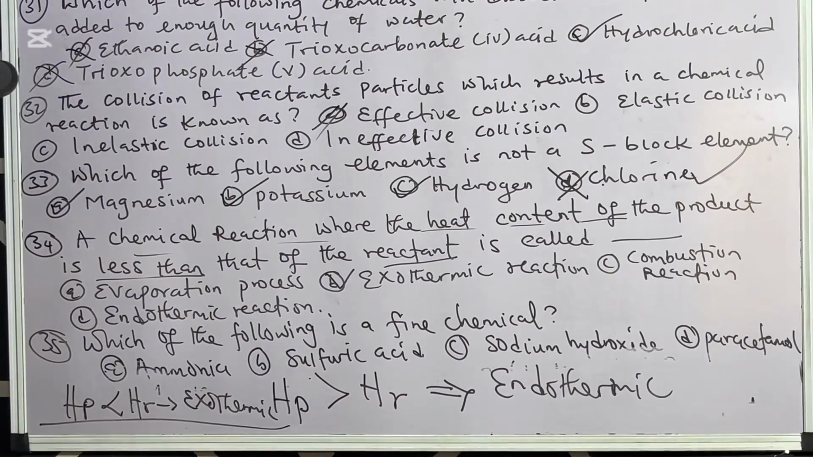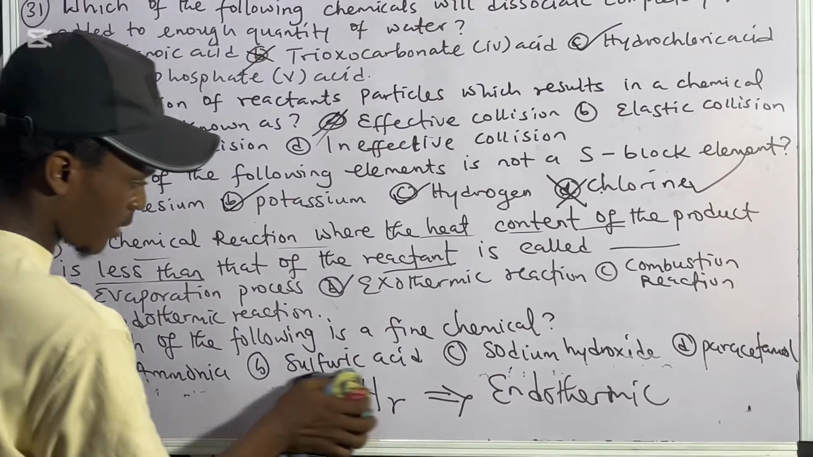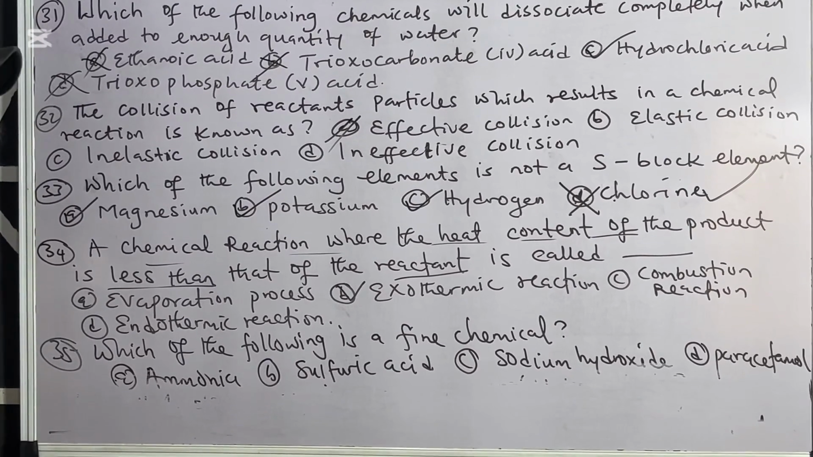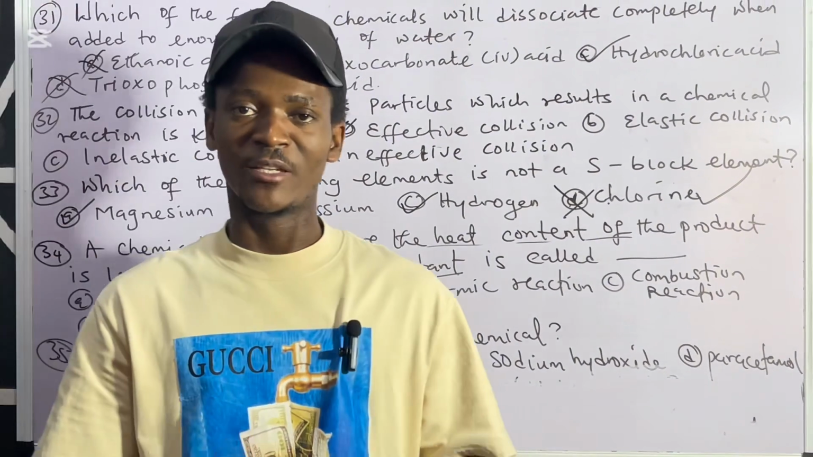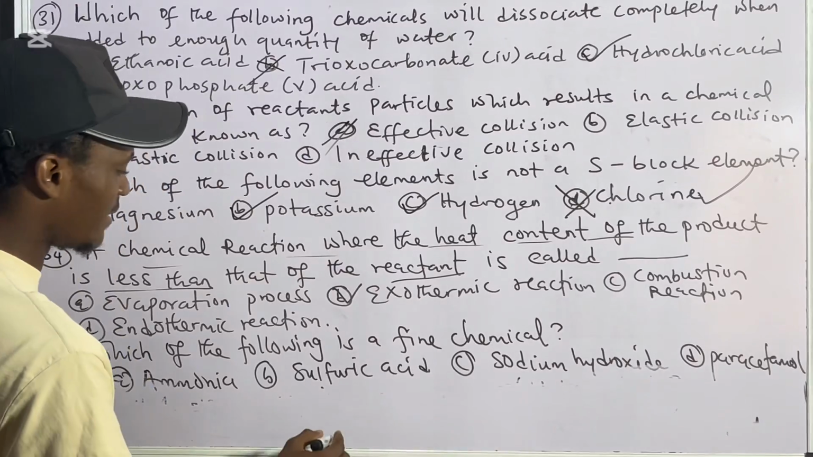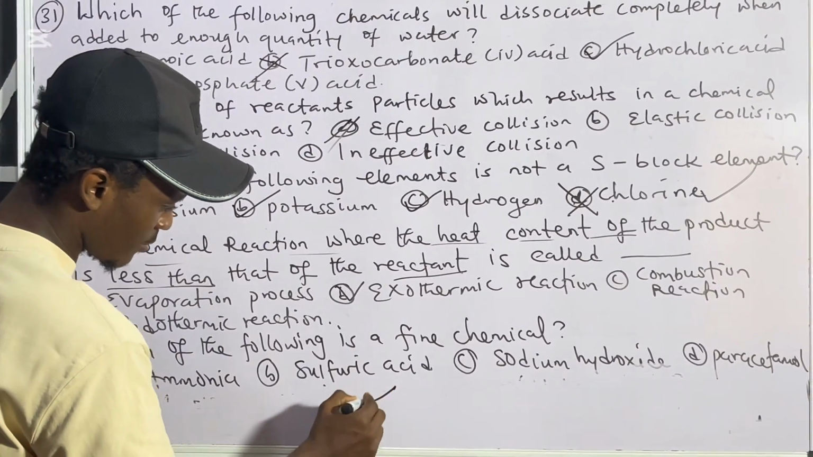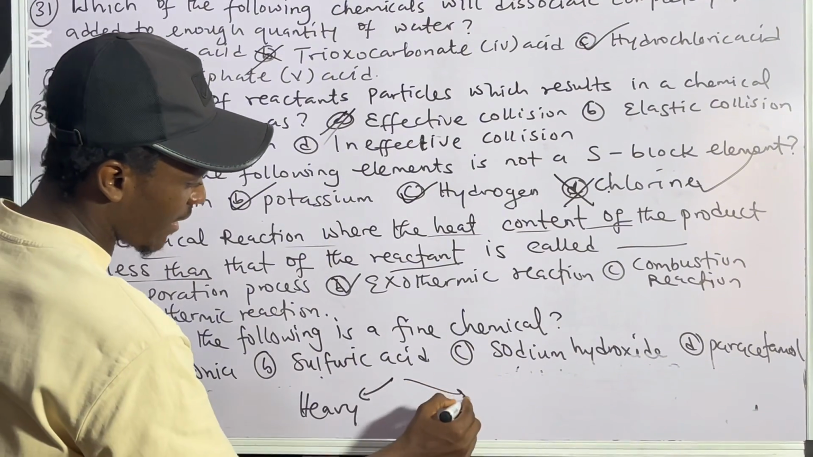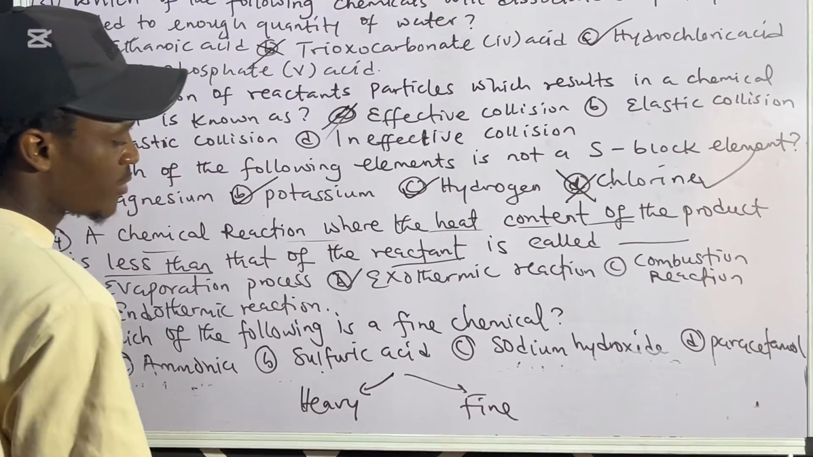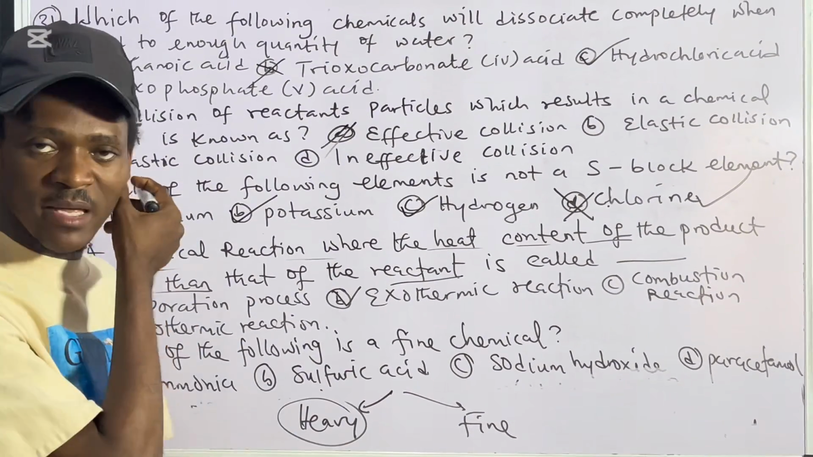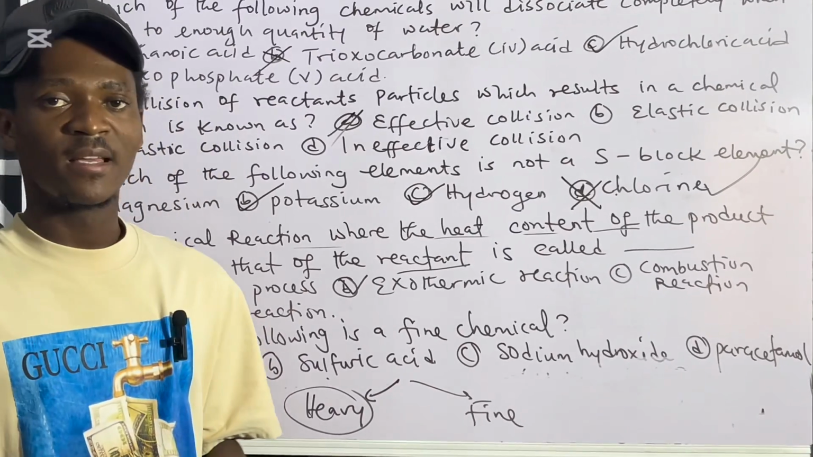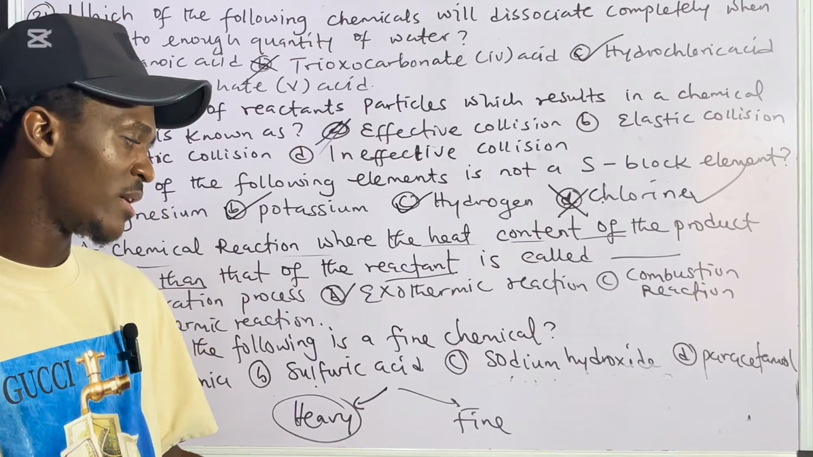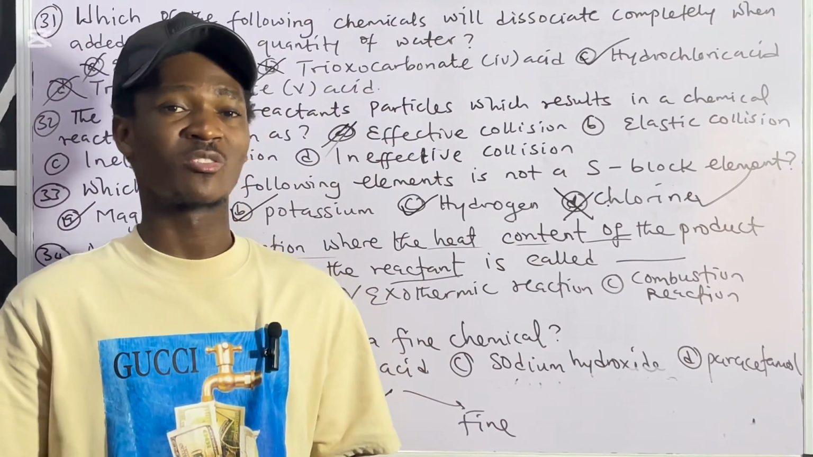Then question 35. Which of the following is a fine chemical? Now, one thing that you need to know is this. Chemicals are divided into two parts. We have the heavy chemicals and we have the fine chemicals. The main discrepancy between both of them is that heavy chemicals are usually of high demand in chemical industries, while fine chemicals are usually not really of high demand.